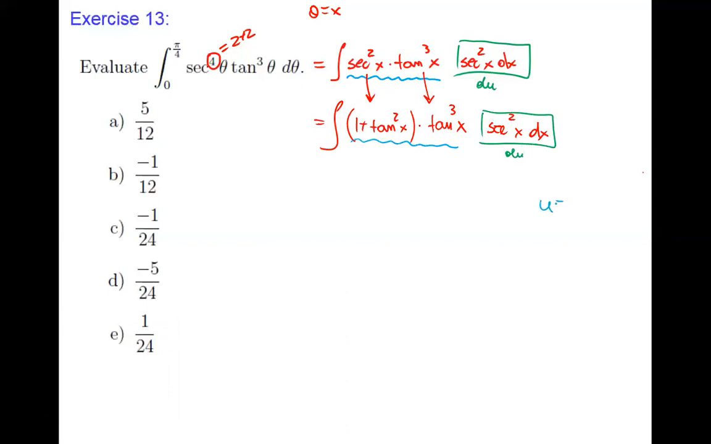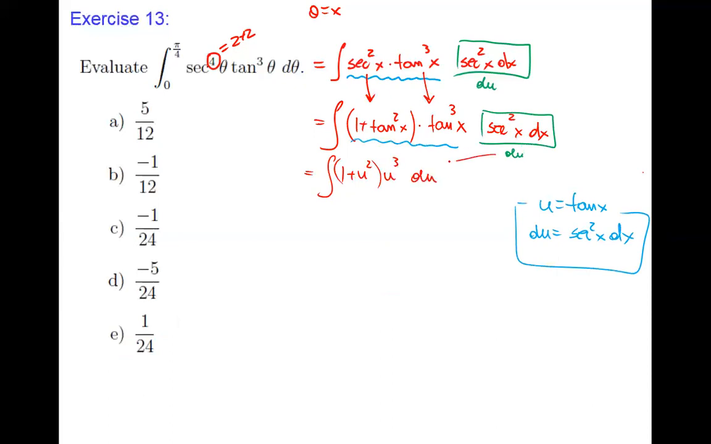I will let u be tangent of x, and du is in my box, secant square of x dx. Okay, 1 plus u squared, u cubed, and this is du. Let's distribute. 1 times u cubed is u cubed, and u squared times u cubed is u to the power of 5. Okay, u to the power of 4 over 4, u to the power of 6 over 6.